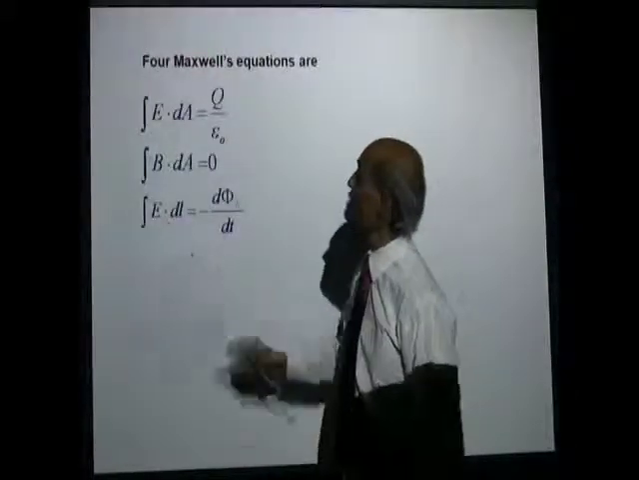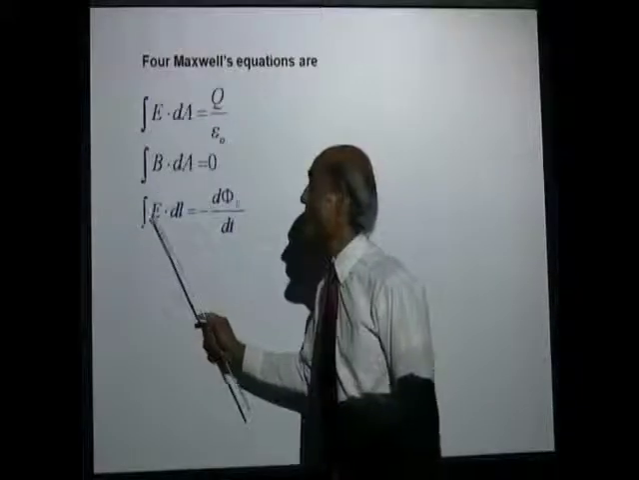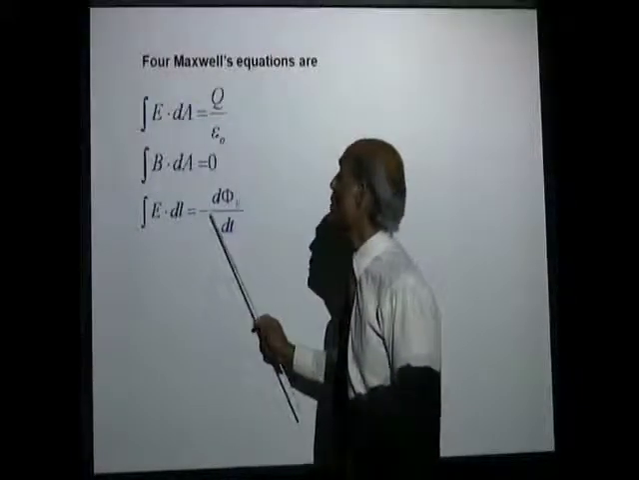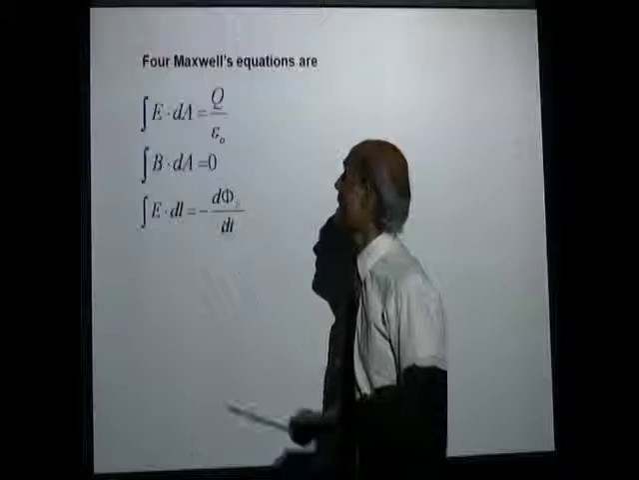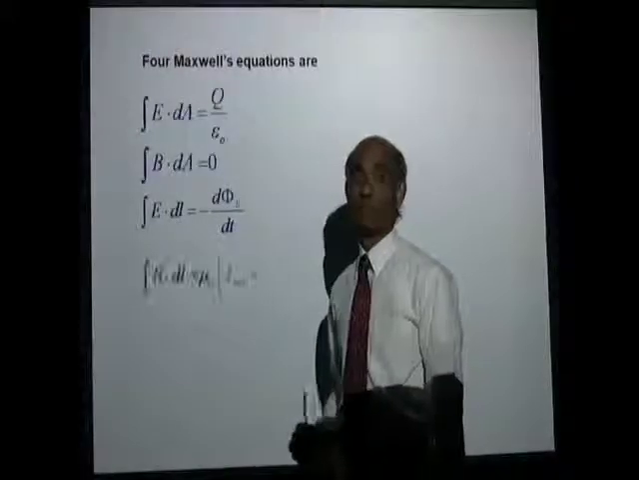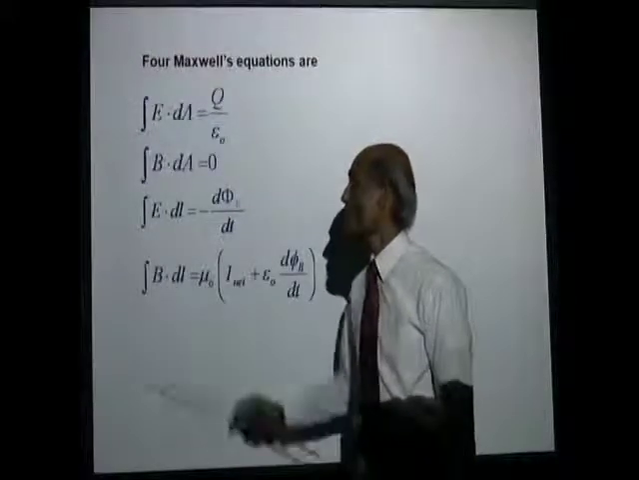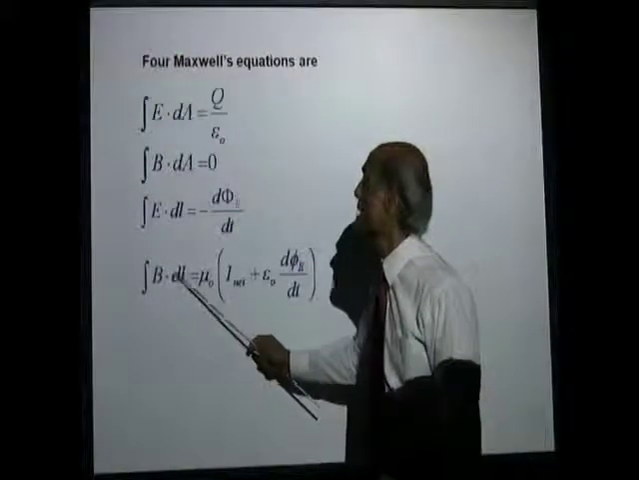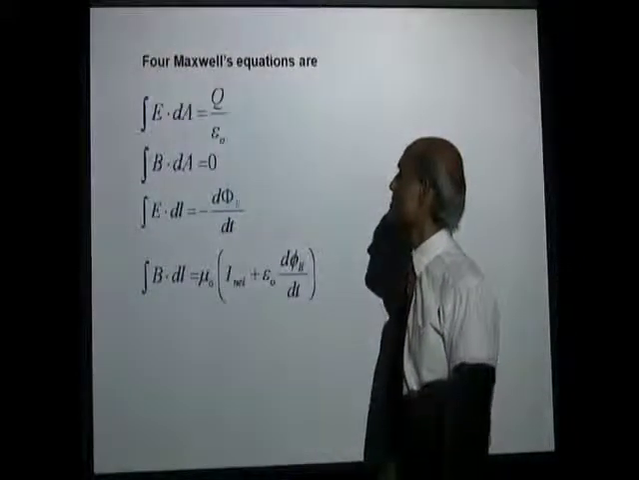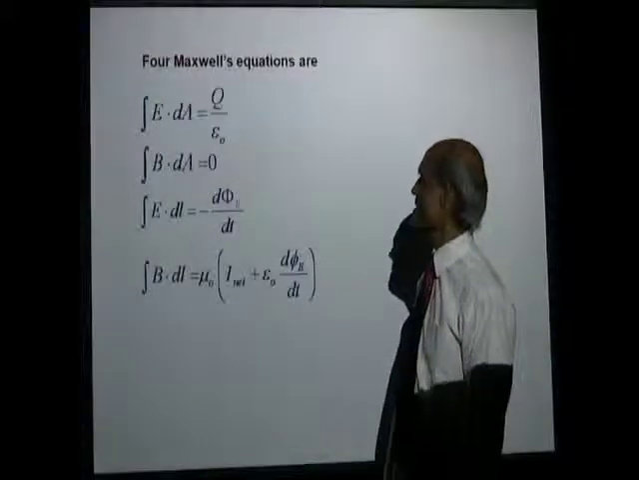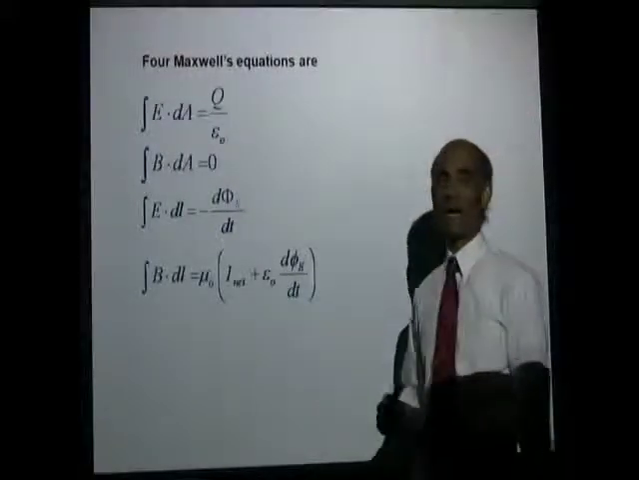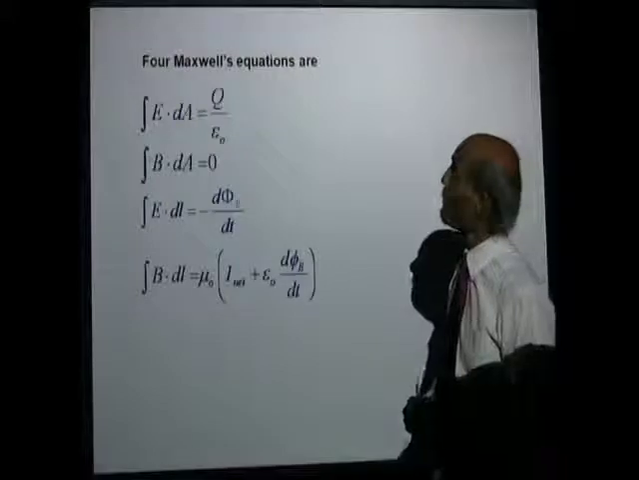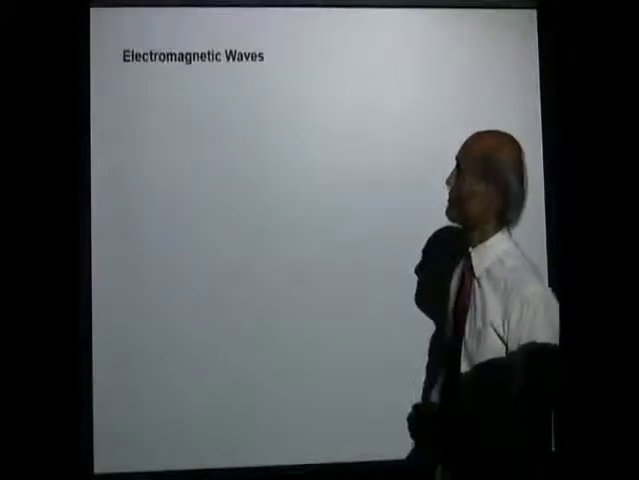The third equation is line integral E dl is minus d phi by dt. And the fourth equation is line integral B dl is mu 0 times I net plus epsilon naught d phi by dt. These are the four Maxwell's equations.